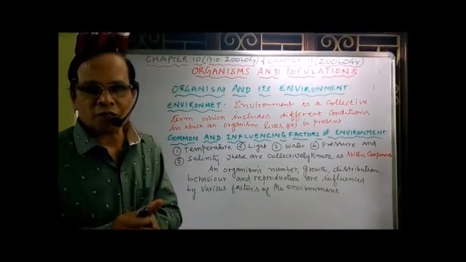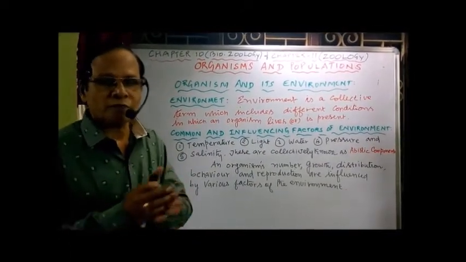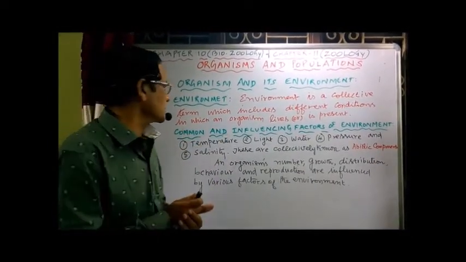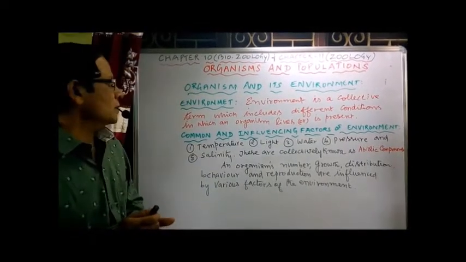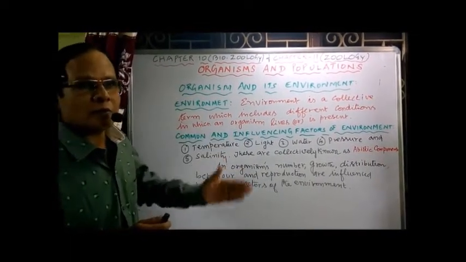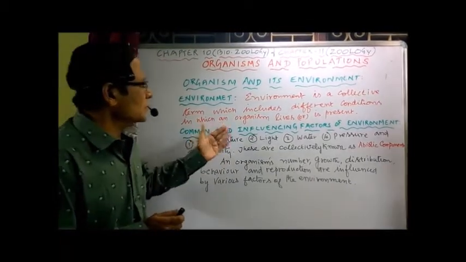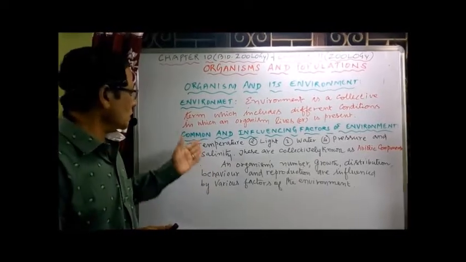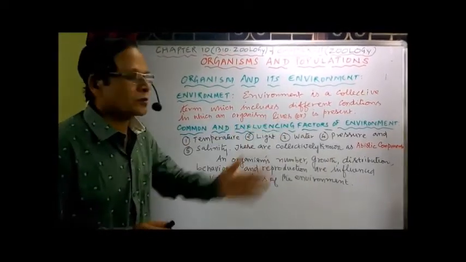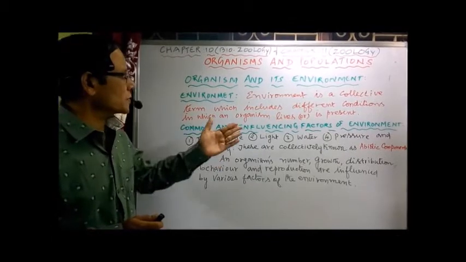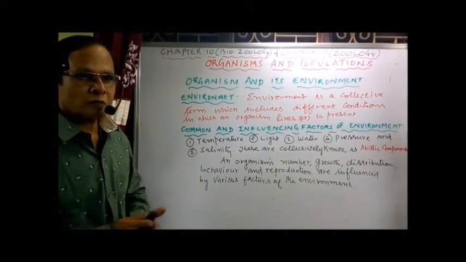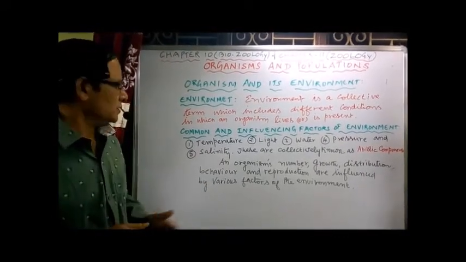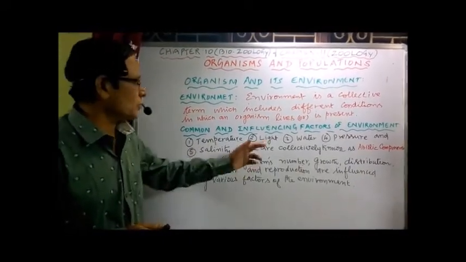So, different conditions, the surrounding medium having different conditions in which an organism survives or lives or is present. That is known as the environment. We have a number of common influencing factors of the environment. They include mainly the physical factors and also some chemical factors. Number 1, temperature. Number 2, light.